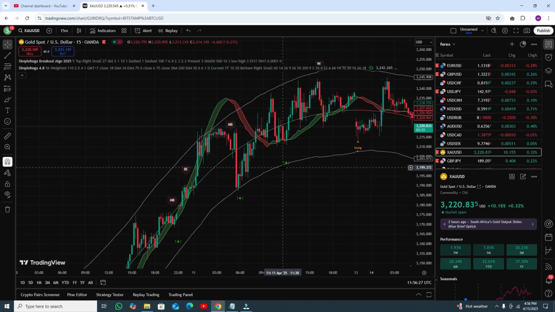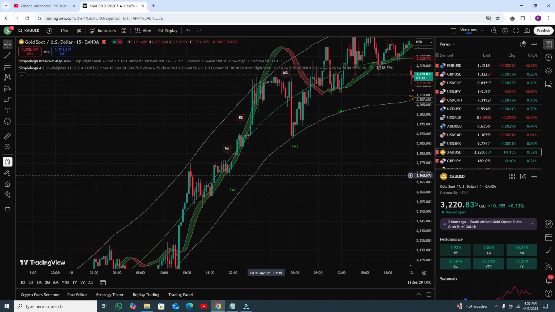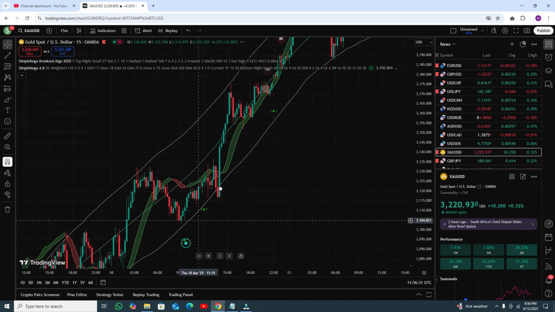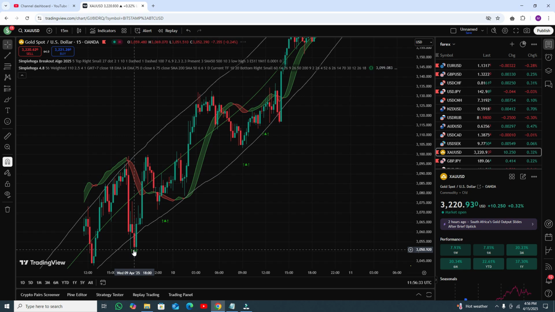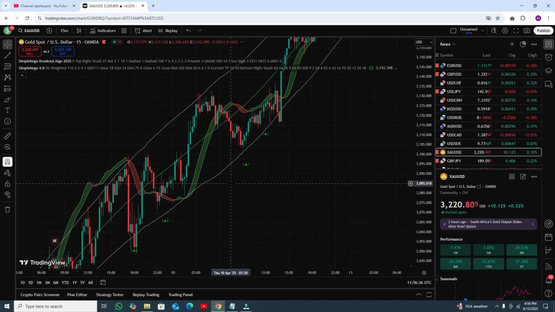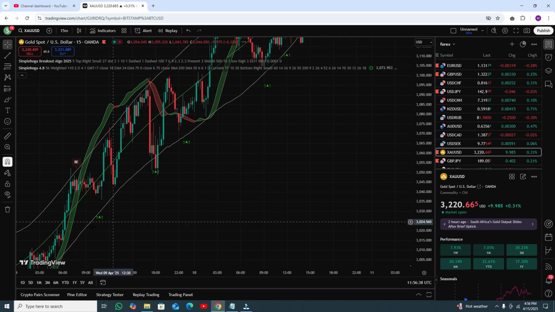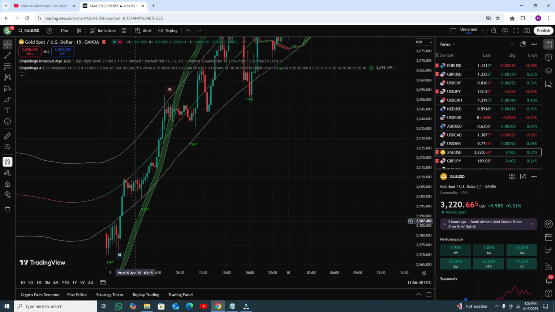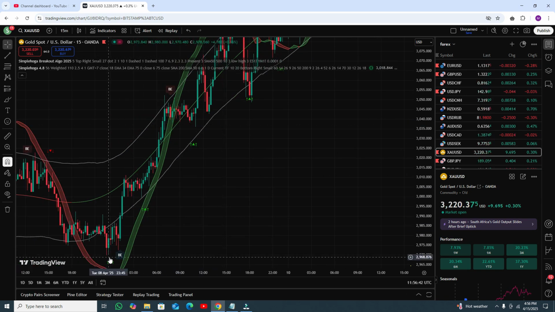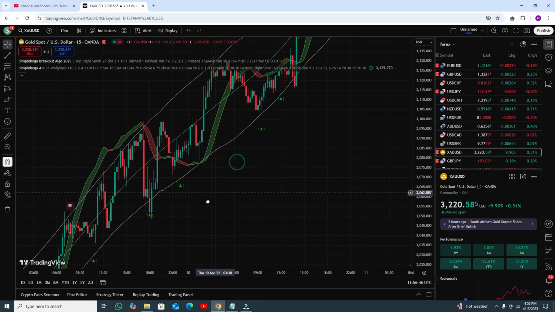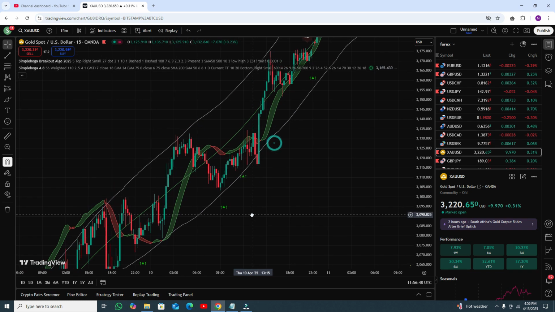Actually, counting this one, 1 2 3 4 5 6 7, 7 breakout buy signals, and this one 8, 9 and 10. Almost you can see you got 10 breakout buy signals, and you can see the market going upside, upside, upside.